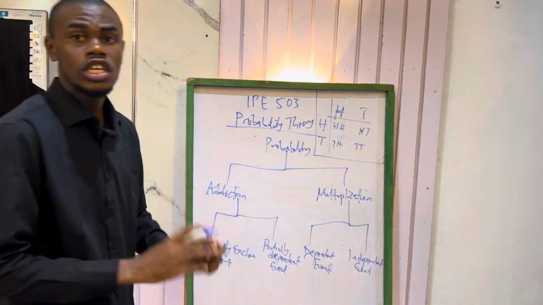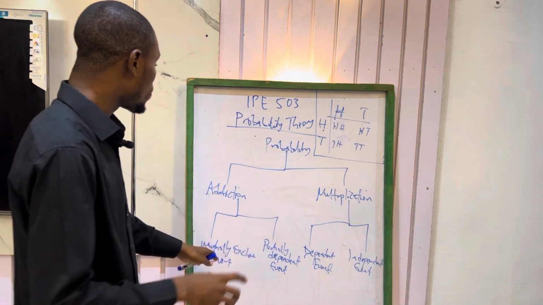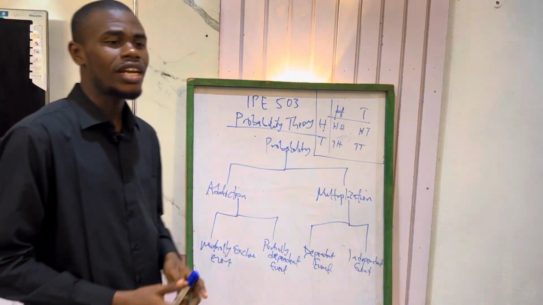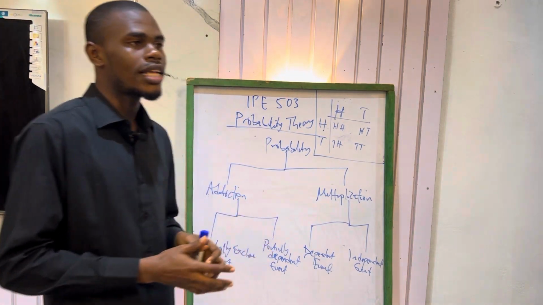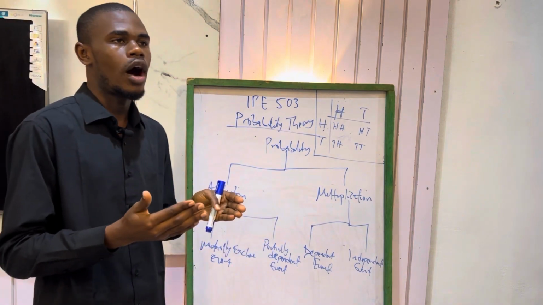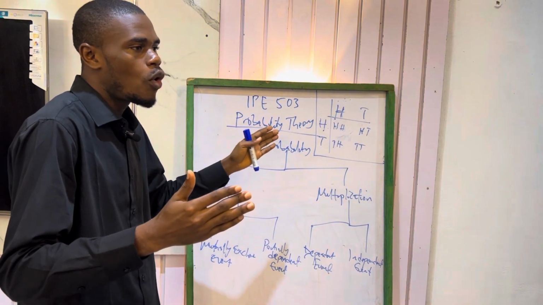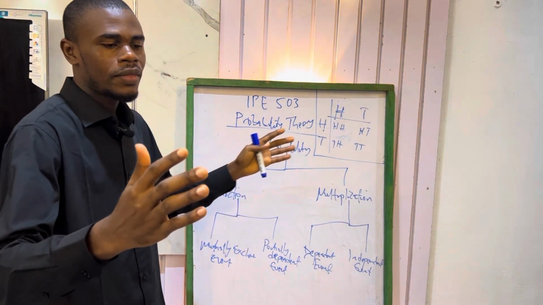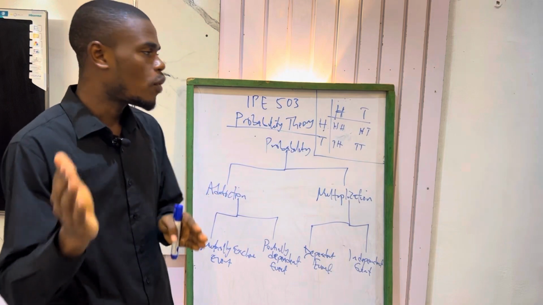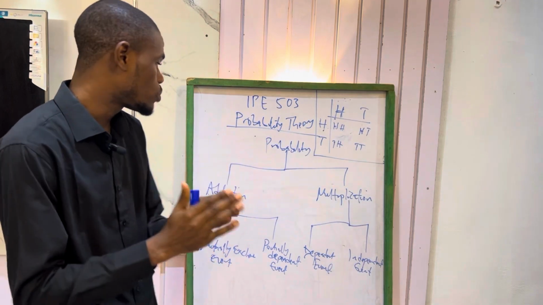Take the additive rule, simple probabilities. Under simple probability, we have mutually exclusive events. When an event is mutually exclusive, it means that if you want to check the probability of that event occurring, you check for one separately, you check for the other separately, and bring them together.